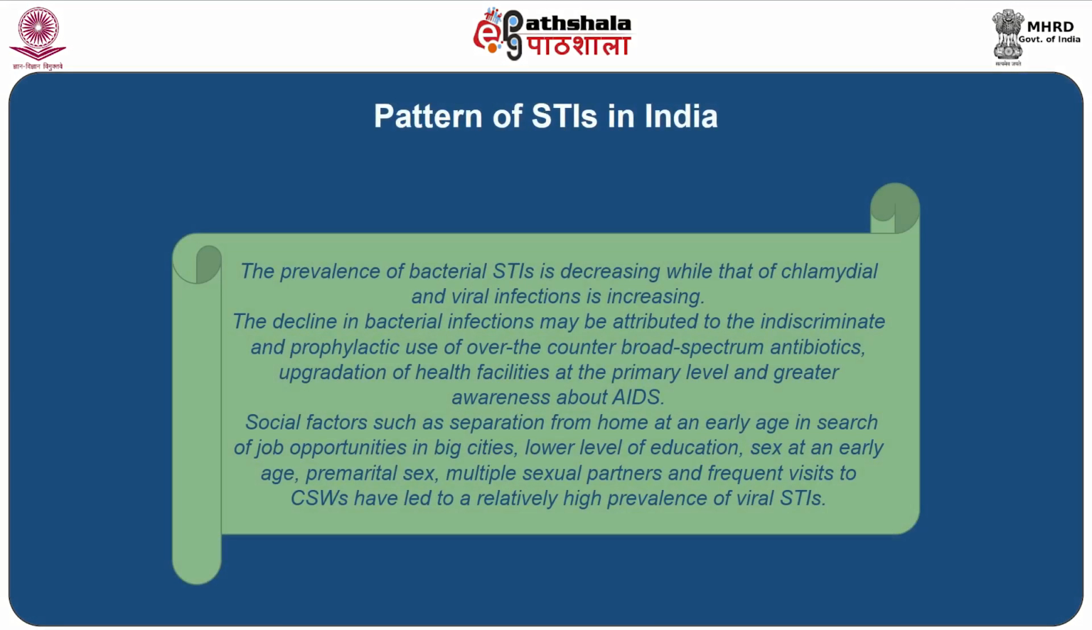The prevalence of bacterial STIs is decreasing while that of chlamydial and viral infections is increasing. The decline in bacterial infections may be attributed to the indiscriminate and prophylactic use of over-the-counter broad-spectrum antibiotics, upgradation of health facilities at the primary level, and greater awareness about AIDS. Social factors such as separation from home at an early age in search of job opportunities in big cities, lower level of education, sex at early age, premarital sex, multiple sexual partners, and frequent visits to commercial sex workers have led to relatively high prevalence of viral STIs.